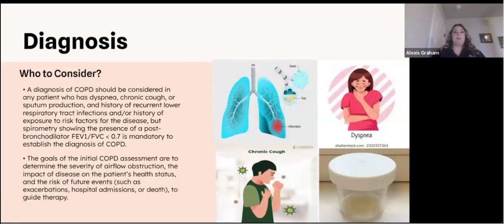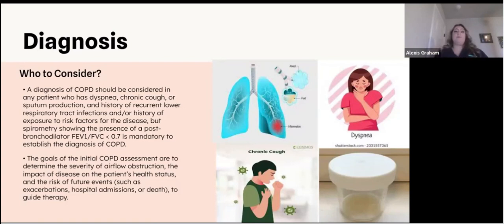Diagnosis. So who to consider? A diagnosis of COPD should be considered in any patient who has dyspnea, chronic cough, or sputum production, and a history of recurrent lower respiratory tract infections, and/or a history of exposure to risk factors for the disease. But if their spirometry is showing the presence of a post-bronchodilator FEV1/FVC less than 0.7, this is mandatory to establish the diagnosis of COPD.